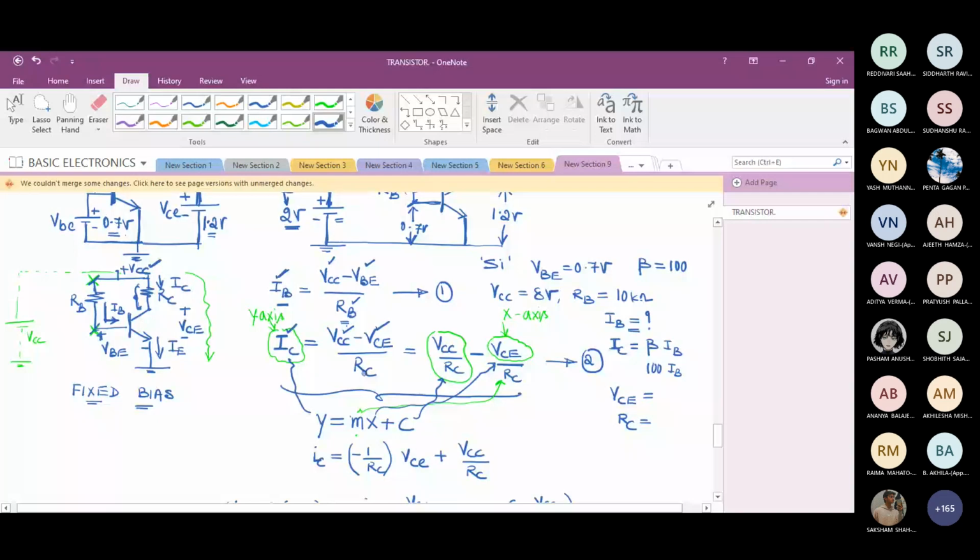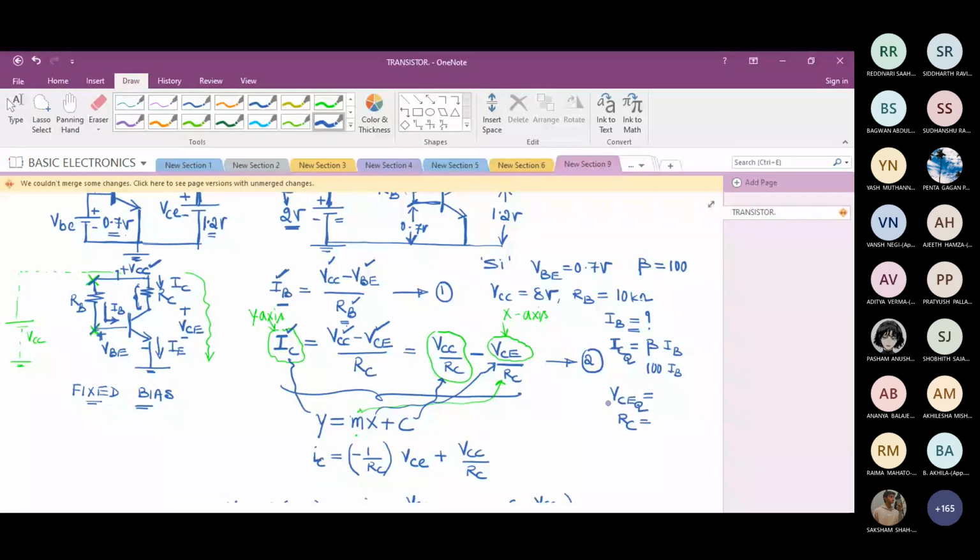Sometimes in the text you find IC given as ICQ and VCE given as VCEQ. Can you tell me what this is? Sir, at a particular quiescent value. Exactly. Collector current at a particular operating point, or quiescent point, since we also call the operating point the quiescent point. We denote it by ICQ, and the voltage by VCEQ. I hope this is clear.